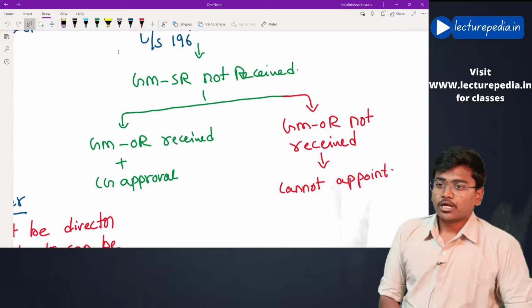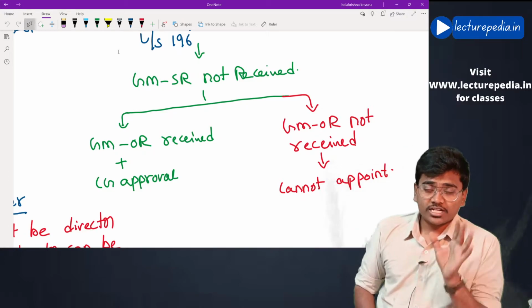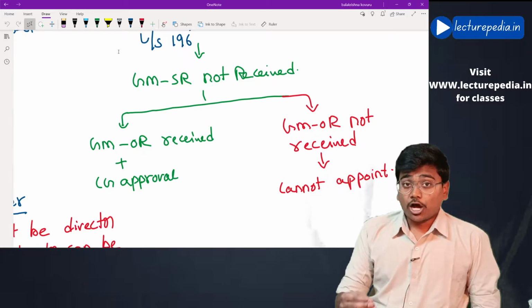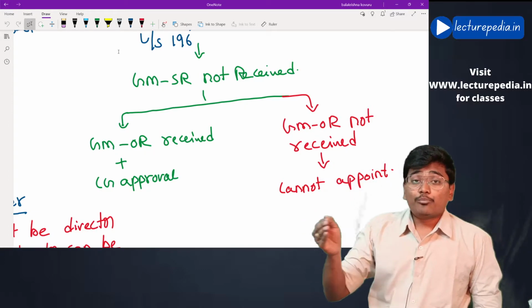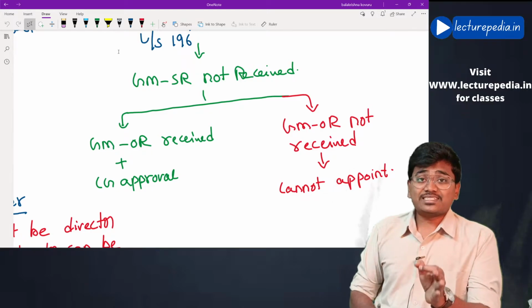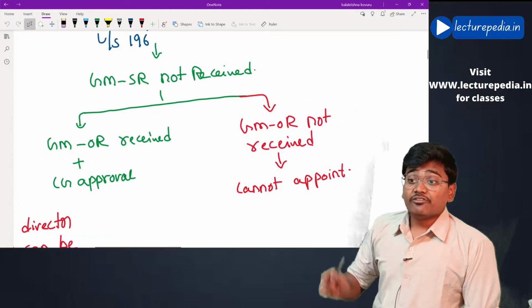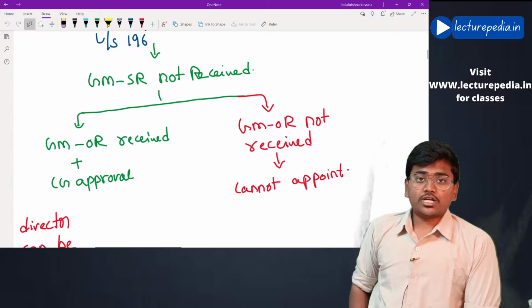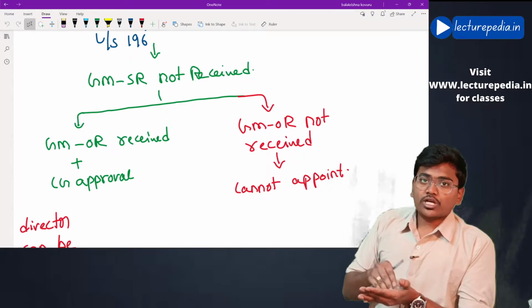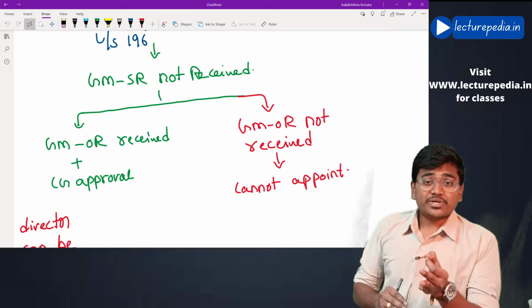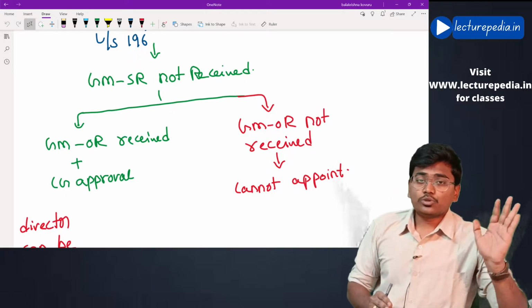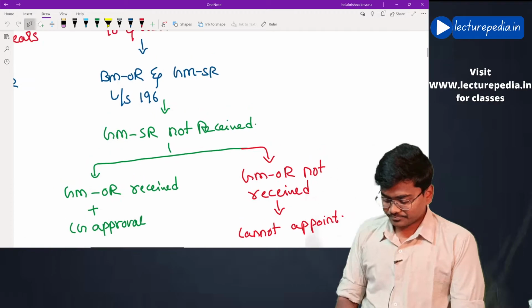Now, if a general meeting ordinary resolution is received, you can appoint this person as executive director by taking approval of the central government if such person's age is 70 and above. If the general meeting ordinary resolution is also not received, in that case, even though you have taken the permission of the central government, such person cannot be appointed as executive director. Hope that is clear.